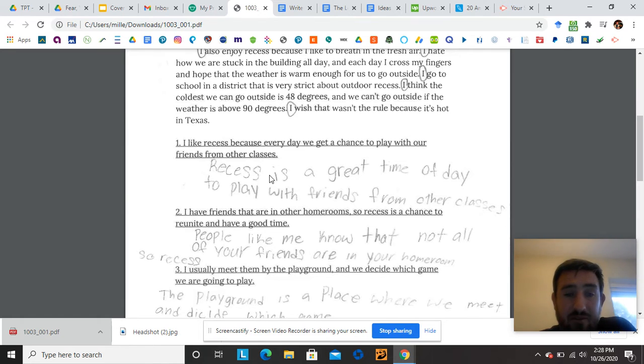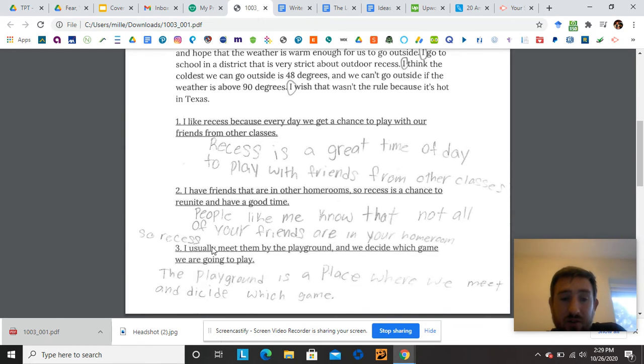The second one says, I have friends that are in other homerooms, so recess is a chance to reunite and have a good time. And she wrote, people like me know that not all of your friends are in your homeroom, so recess. And she didn't finish the sentence. I'd given her permission to basically get to the main focus of rewriting the beginning of that sentence. And then here's the third example. I usually meet them by the playground and we decide which game we're going to play. And she rewrote that to say, the playground is a place where we meet and decide which game.